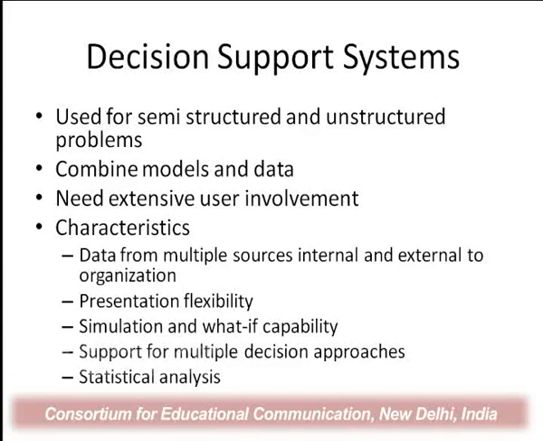The important characteristics of decision support systems are, firstly, that data from multiple sources, internal and external to the organization, is combined. If you look at MIS, very little external data is used. Only specific MIS use external data. Most MIS depend on internal data. And transaction processing systems are completely dependent on internal sources. But a decision support system can only work if you have data from outside the organization along with the internal data.